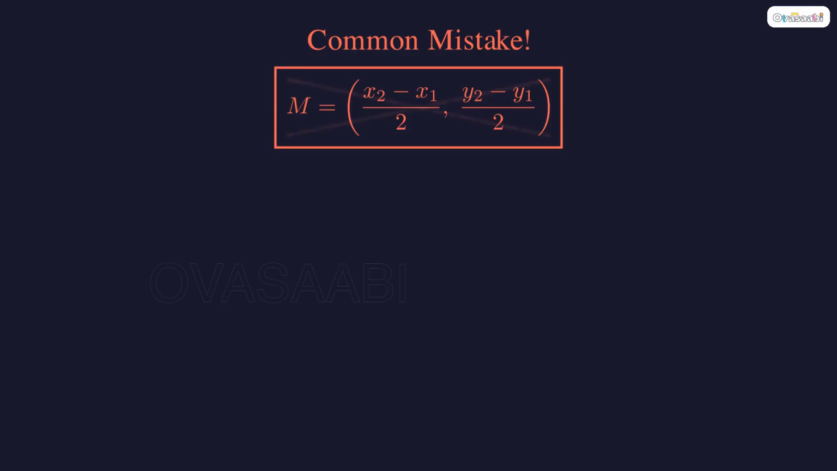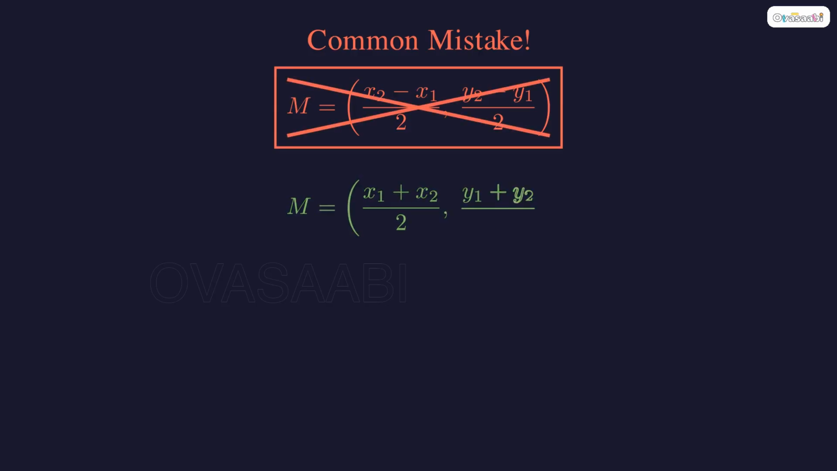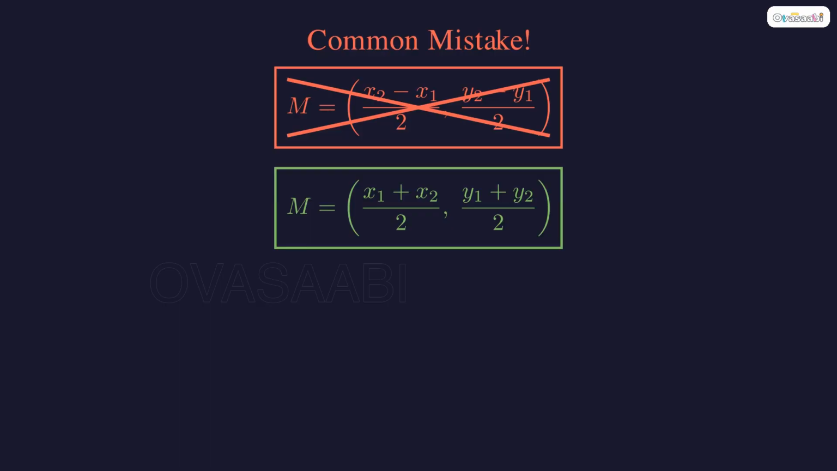Common mistake. Many students subtract the coordinates instead of adding. Remember, midpoint means ADD and divide by 2. Subtracting gives you distance, not the middle point.